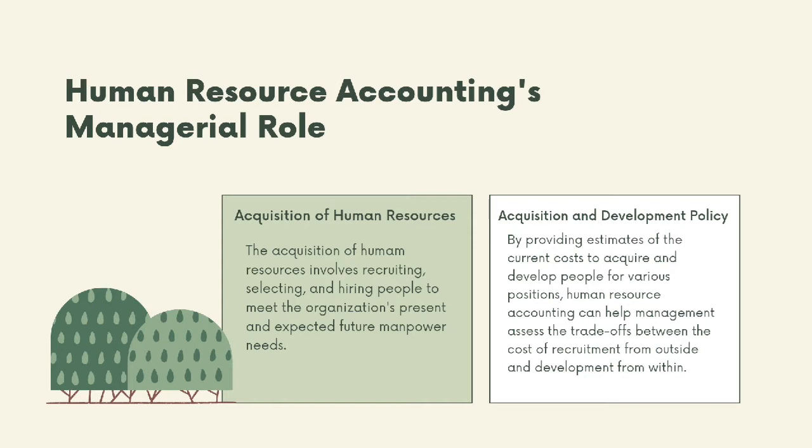First is acquisition of human resources. The acquisition of human resources involves recruiting, selecting, and hiring people to meet the organization's present and expected future manpower needs. The first step in human resource acquisition is to forecast manpower requirements. When they have been forecasted, management must translate the personnel needs into the personnel acquisition budget. This is essentially a process of cost estimation. Human resource accounting can be useful in budgeting personnel acquisition. It can provide measurement of the standard cost of recruiting, selecting, and hiring people, which can be used to prepare the proposed manpower acquisition budget.